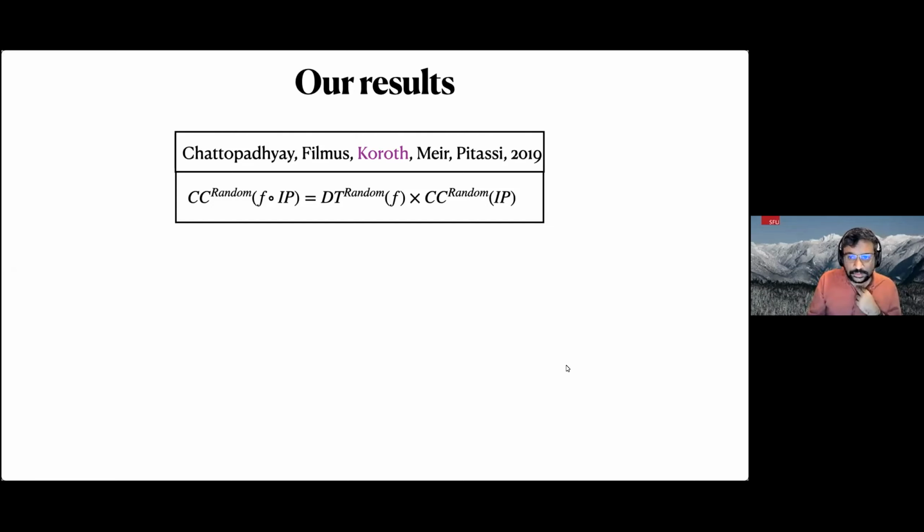For an inner product gadget on B bits, this is theta of B, and we again need B to be some large constant times log N, where f is a function on capital N bits.